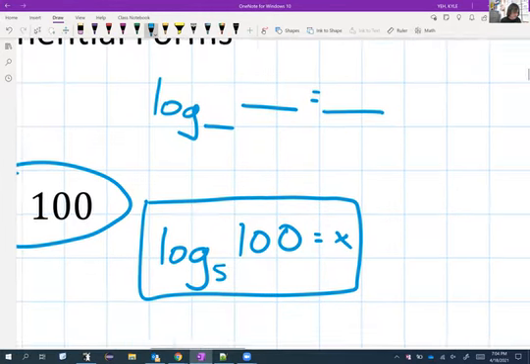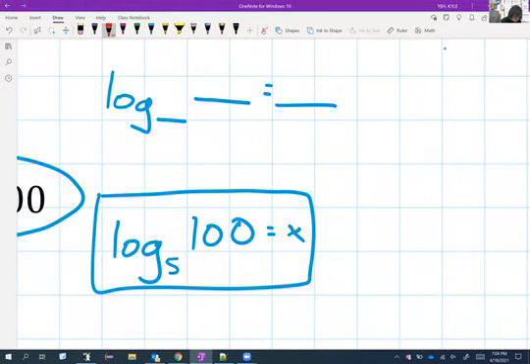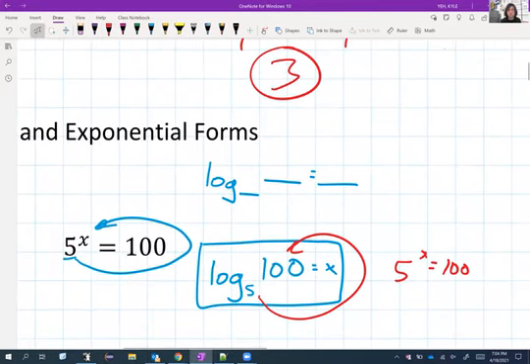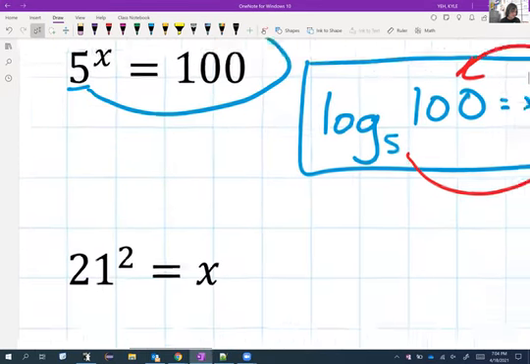If you're familiar with the other loop, you can say, okay, well, start at the base, loop around, that would give me 5 to the x equals 100. And that's exactly what I started with. So you can always kind of check your answer if you know one of these loops.